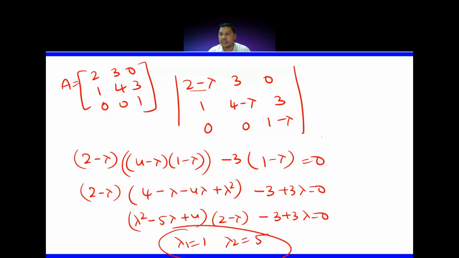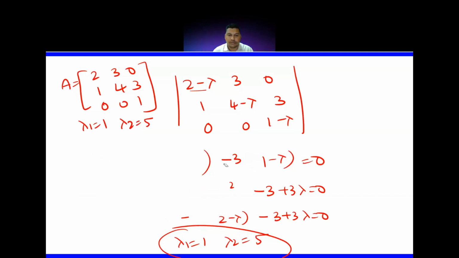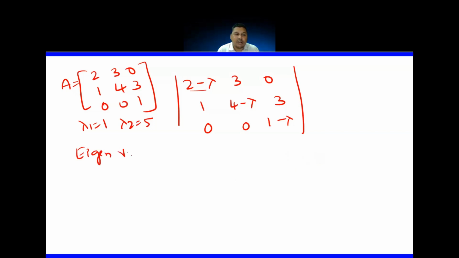Otherwise, you have to solve these three equations, again reduce to row echelon form and find the x1, x2, x3 values, which is a time-taking process. Cramer's rule is a shortcut which can be applied. We know that one eigenvalue is 1, the second one is 5. Now how do we find this eigenvector using Cramer's rule? Let us find the eigenvector for lambda 1.